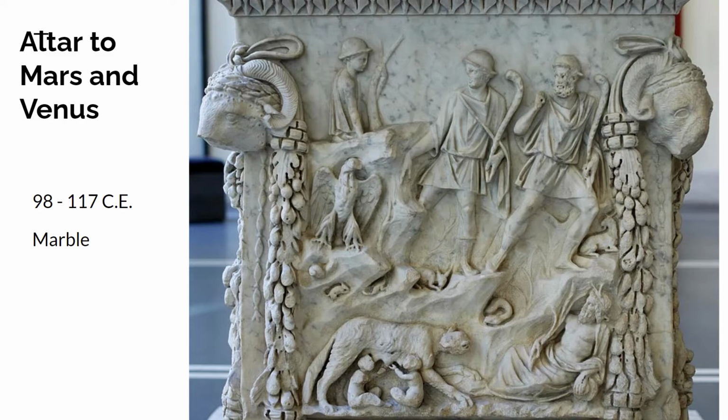All right, so here's what you guys are going to do today. This is the altar to Mars and Venus. This was created sometime during the reign of the Roman Emperor Trajan, sometime between 98 and 117 CE or AD. So CE is Common Era, AD is Anno Domini. So not quite 2,000 years ago, but a really, really long time ago.